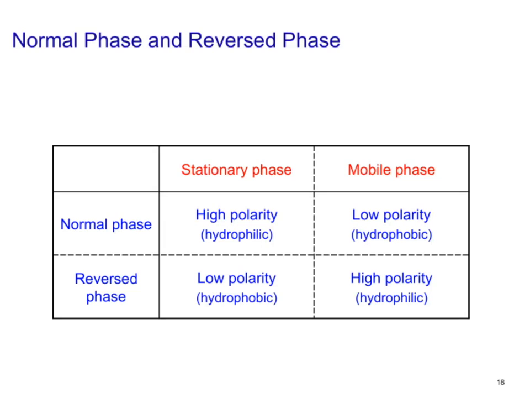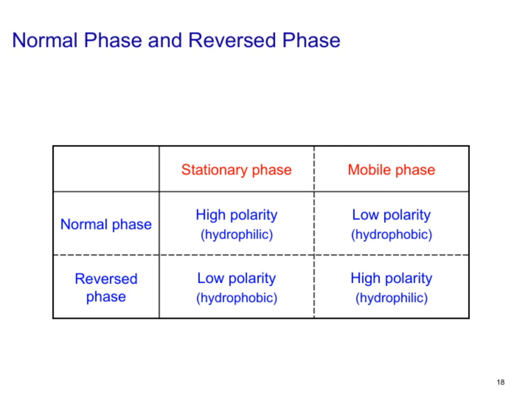All right, let's take a closer look at the table comparing normal phase and reversed phase chromatography. On the left, we have the stationary phase, which can either be normal phase or reversed phase. In normal phase chromatography, the stationary phase is hydrophilic, meaning it has high polarity. This makes it attract polar molecules. Conversely, in reversed phase chromatography, the stationary phase is hydrophobic, with low polarity, which tends to attract nonpolar or hydrophobic molecules.